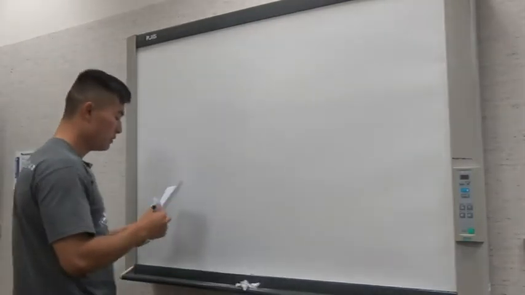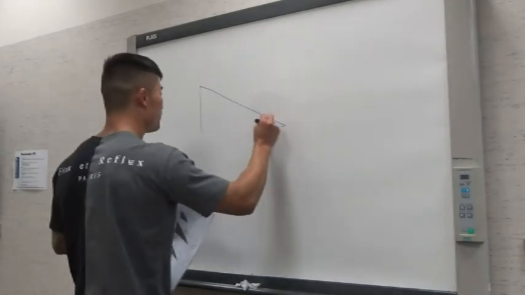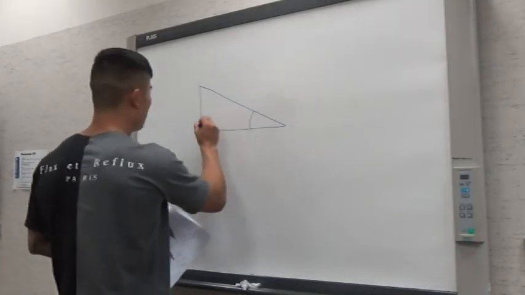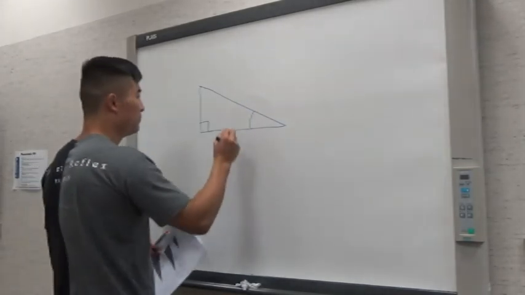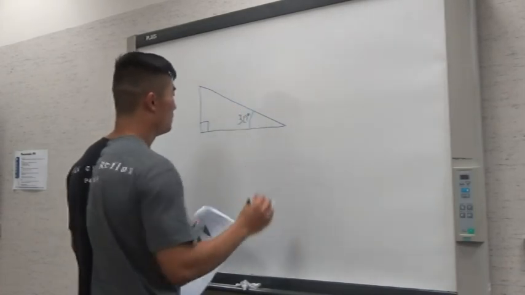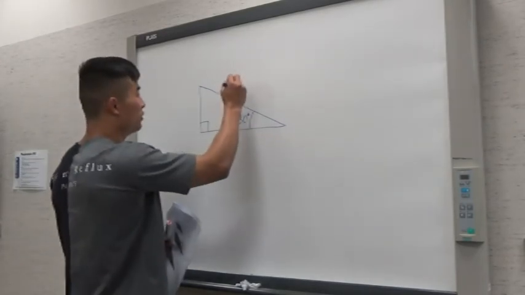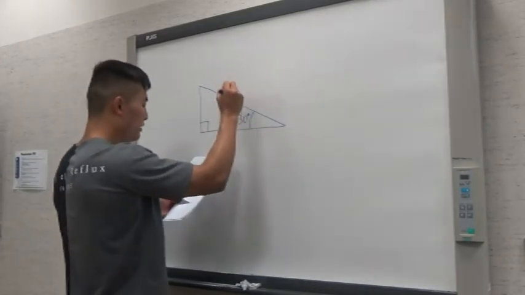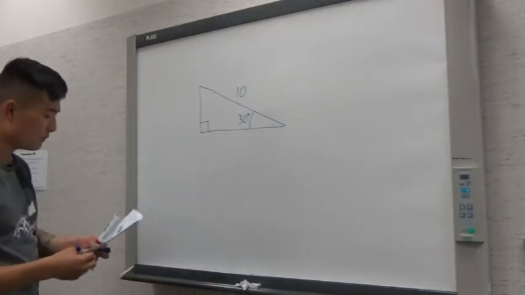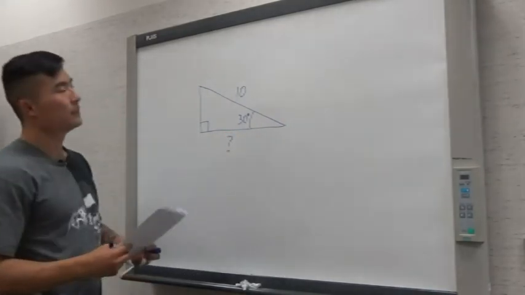Okay, so now we have another right angle triangle, and this time we've been given the angle, and we know that the hypotenuse has a length of 10, and we would like to find out what the length of this side is.